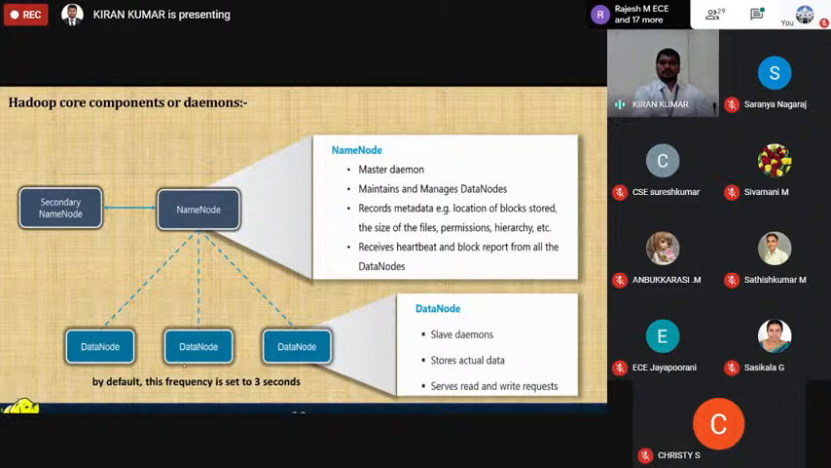Let us go to the data node. The data node is nothing but a slave daemon which stores the actual blocks. The user or client has given some data. The data is broken into chunks. We call them blocks.